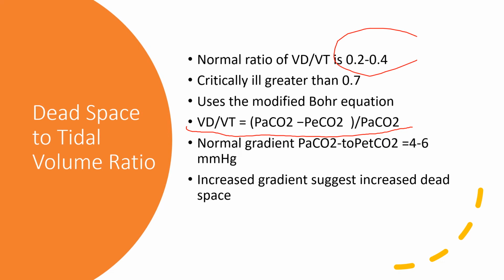So the gradient between the PaCO2 and the end tidal CO2 is one of the easy ways to look at this without calculating it, although it's not a very complicated calculation. A normal gradient from PaCO2 to end tidal CO2 is about 4 to 6 millimeters of mercury. So whenever we see this gradient increased, we know their dead space is also increased. So if you're looking at a patient on end tidal CO2 on the ventilator and you know what their blood gas is, that's where you can just compare the two.